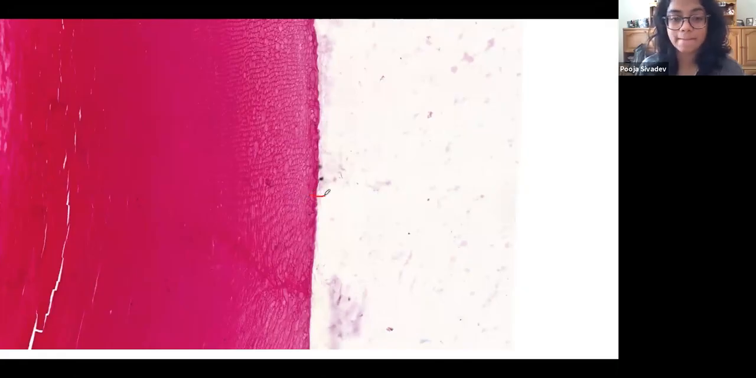This is still your lens, but which surface of the lens is this? Posterior, because there is no capsule. Why are lenses so eosinophilic? Because of crystalline. Very good, because of crystalline. And crystalline is a protein. And protein stains very well with eosin, right? So it stains very well with eosin because proteins typically have a positive charge.